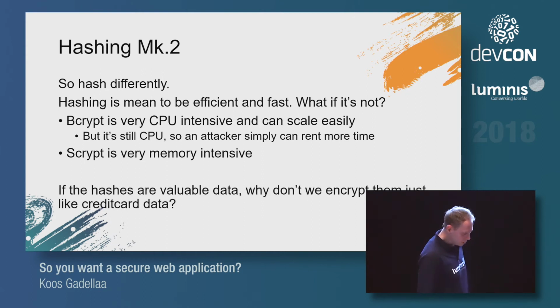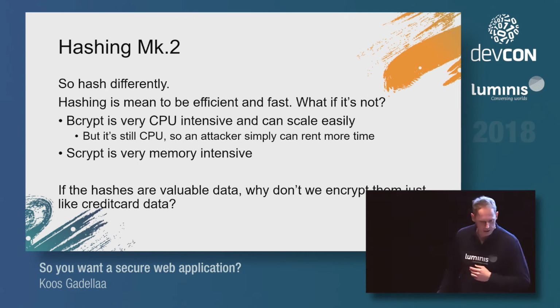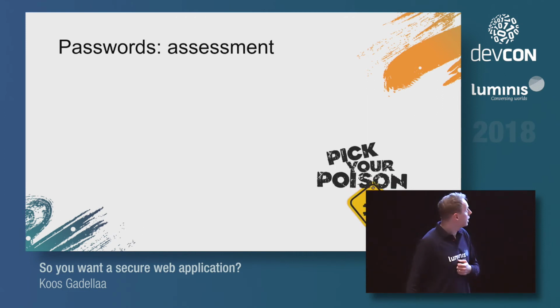Another way to look at it is, well, these hashes are apparently sensitive data, so why don't we encrypt them? We could. That's just like credit card information apparently. So why don't we just use encryption? Now, I'm not saying which are a valid choice here, but we've made a bit of an assessment right now because we've looked at all sorts of possibilities.